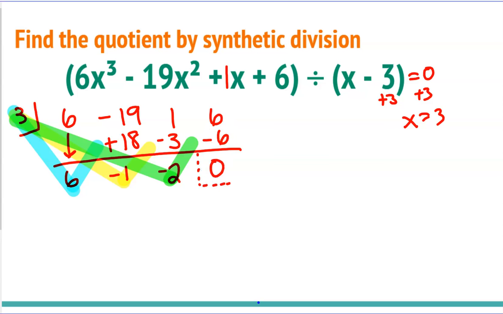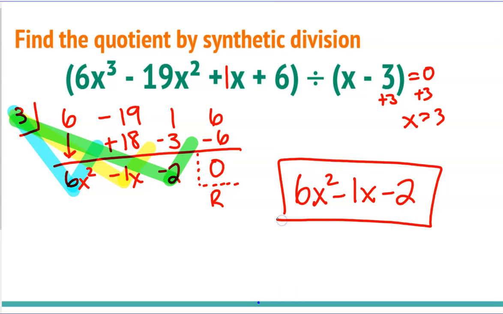Now, the last number is always our remainder. So this has a remainder of 0. So I've done the work. Now I have to write the actual quotient. So when you divide, we get another polynomial. Started off with an x cubed, so our answer is going to start with an x squared. So we have 6x squared minus 1x, it's going to go in order, and then minus 2. Remainder is 0, so that is our quotient for this problem.